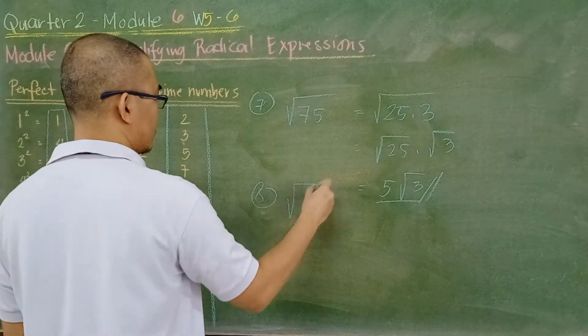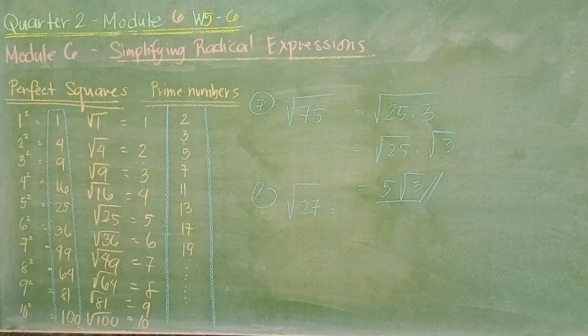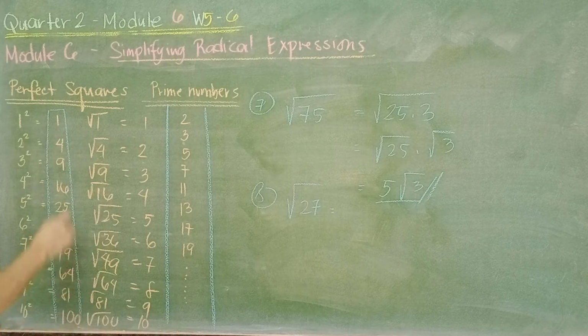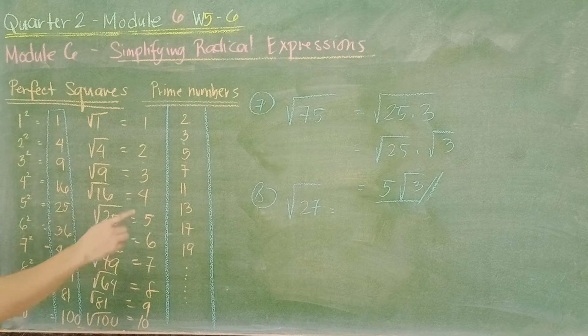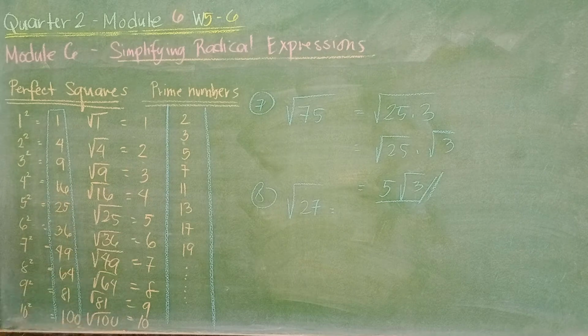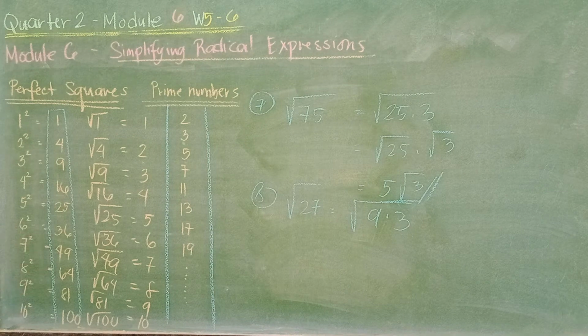Number 8, square root of 27. So, for square root of 27, obviously, hindi siya perfect square dito. So, hindi mo siya directly simplify. Kailangan mo ng combination ng prime number at saka ng perfect square. So, anong factors ang gagamitin natin para ma-simplify natin yung square root of 27? Yung factors na gagamitin natin, isang number sa prime number, isang number sa perfect square. Anong combination ang gagamitin para makuha yung 27? So, in this case, ang gagamitin natin is yung 9 at saka yung 3. 9 times 3. Or the same, 9 times 3 is 27.